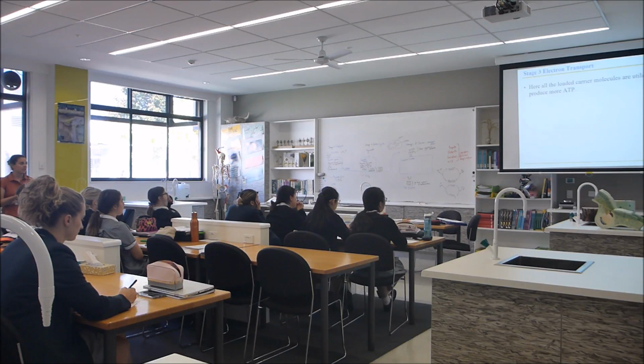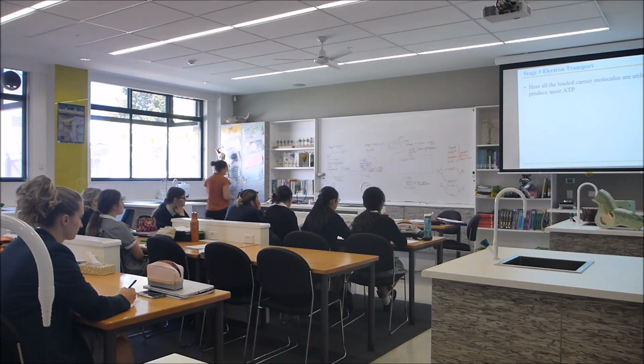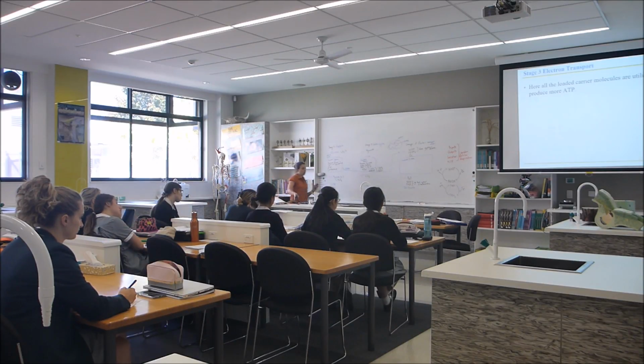So now this is the bit that's confusing. Here, all the loaded carriers drop off the hydrogens and electrons. And we're going to watch a little video to help us understand the process of what happens. But what I want you to realise is, what happens if we've got a membrane? I'm just going to draw this here and then delete it.